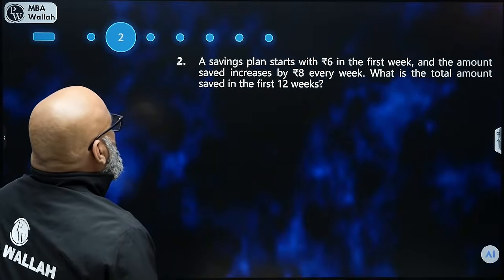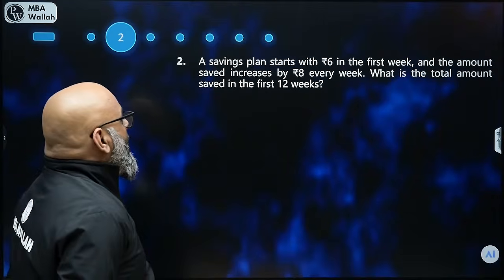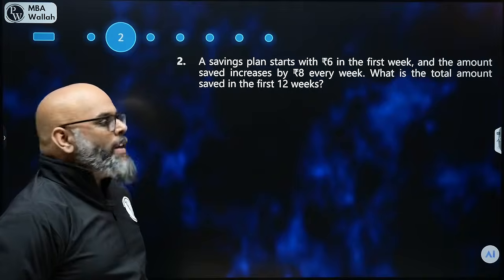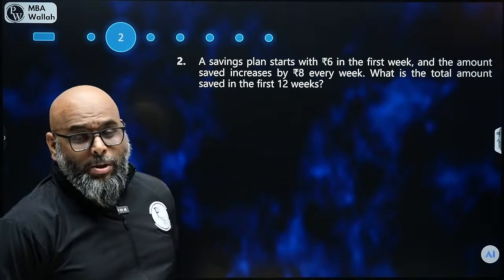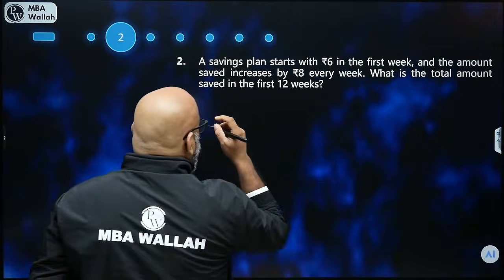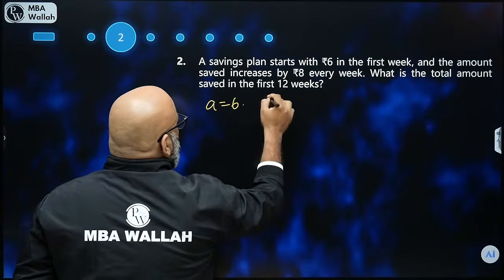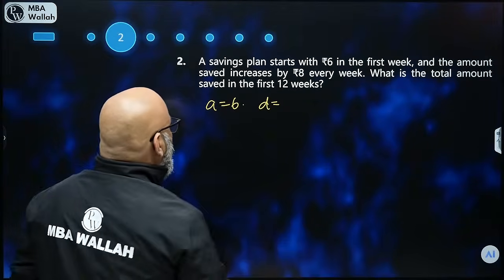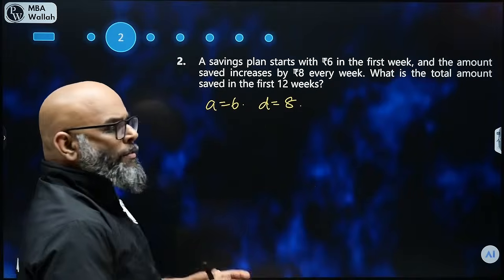Second one says, a savings plan starts with 6 rupees in the first week and the amount saved increases by 8 rupees every week. What is the total amount saved in the first 12 weeks? So sum for 12 weeks is being asked. So what do you tell them? A is equal to 6, D is equal to 8, increased by 8 every week. What is the total amount saved in the first 12 weeks?